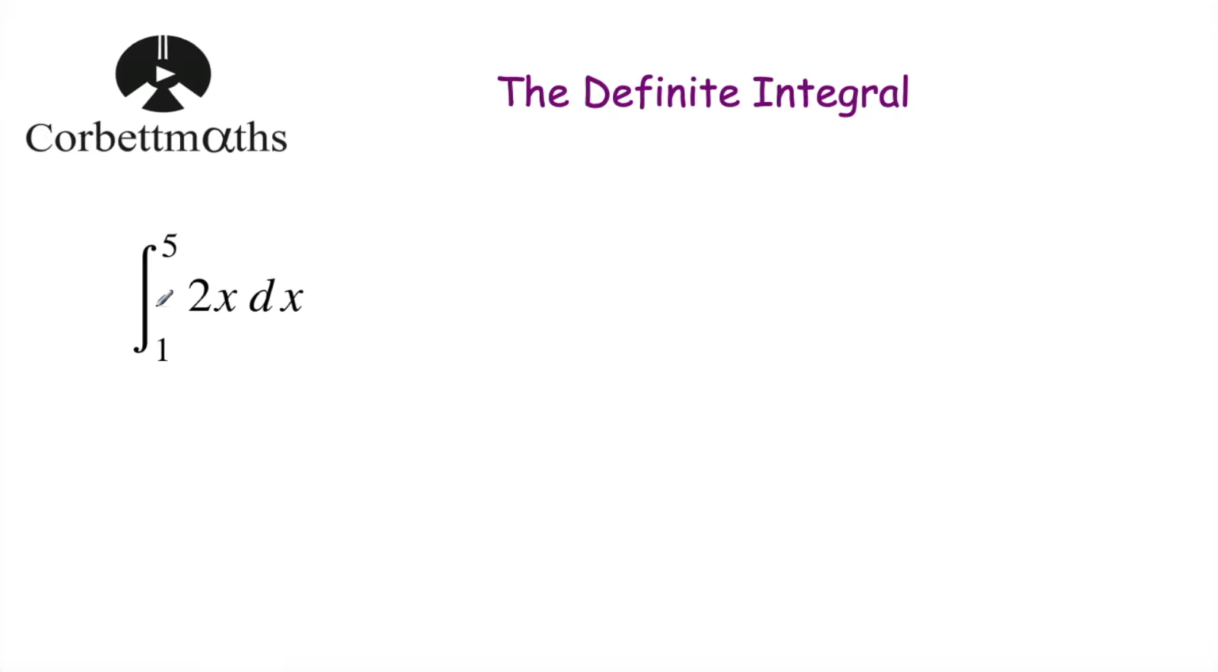So let's have a look at our first question. We've been asked to find the integral of 2x with respect to x between 5 and 1. So these are our limits, 5 and 1. And if we wanted to work out something like this, the first step is we need to integrate. We need to integrate our 2x with respect to x.